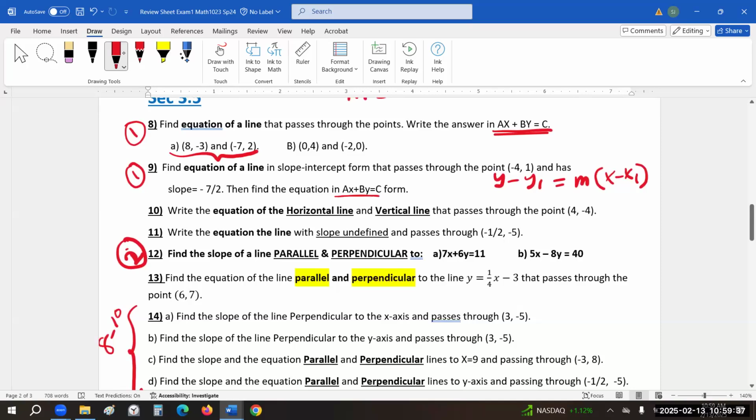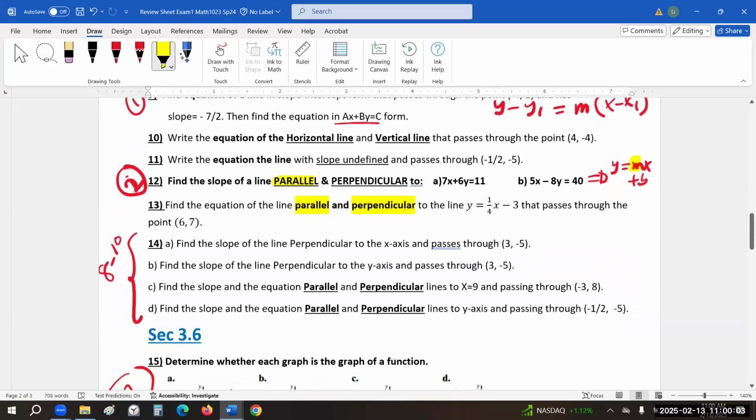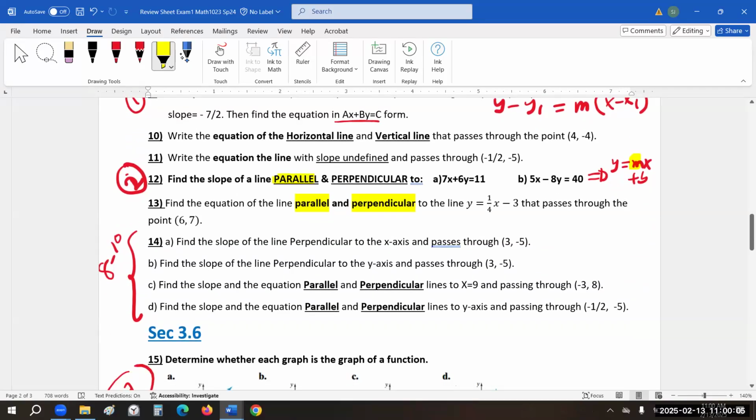Now finding parallel or perpendicular from a given line, first step is always you convert this into y equals mx plus b, because you need to see the m. Based on this m, your parallel line will have the same, but perpendicular line will have the opposite sign and flip version of the fraction.